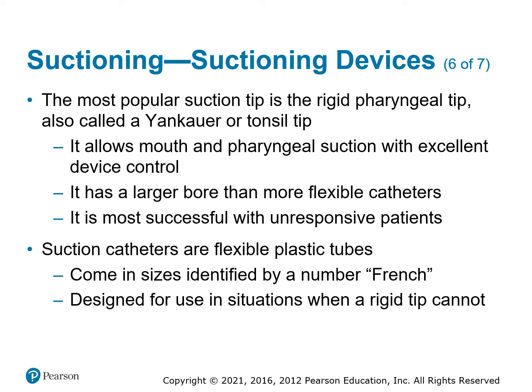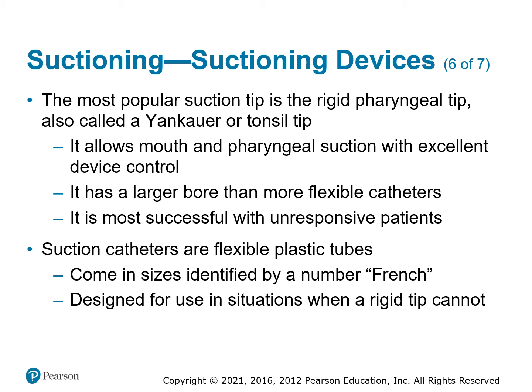So using the same measuring technique you did for your OPAs, measure your catheter from the corner of the mouth to the earlobe and put your fingers at that point, and that's how deep you can go with it. That way you don't hit the back of the throat and cause the patient to vomit.